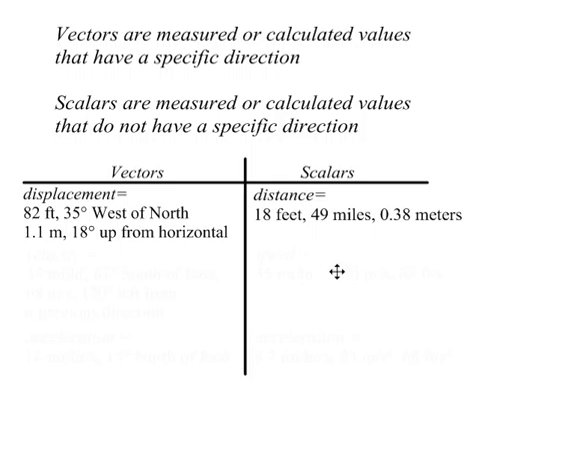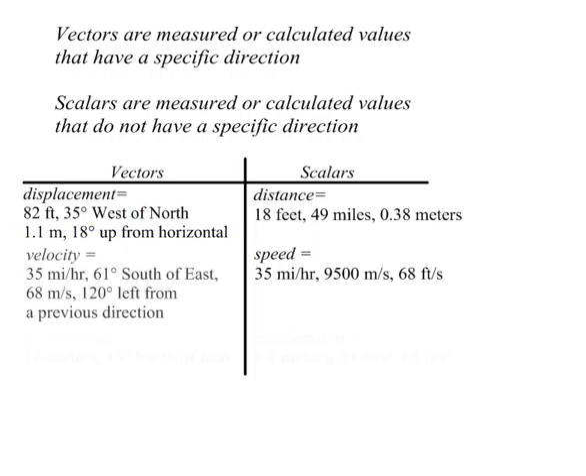Now, a scalar quantity of speed might be 35 miles per hour, 9,500 meters per second, or 68 feet per second. Again, no particular way to go here. Now, if that speed has a direction, it's then called a velocity. Velocities have that additional direction, so not just 35 miles an hour, but 35 miles an hour, 61 degrees south of east, or 68 meters per second, 120 degrees left from some previous direction.